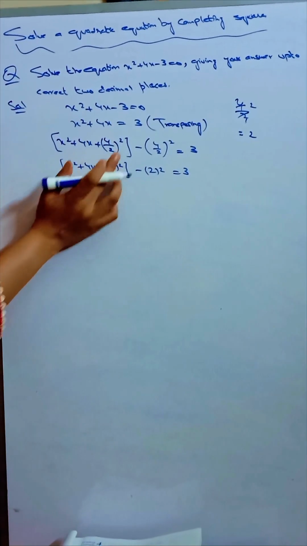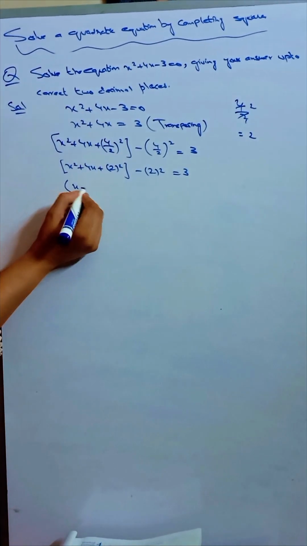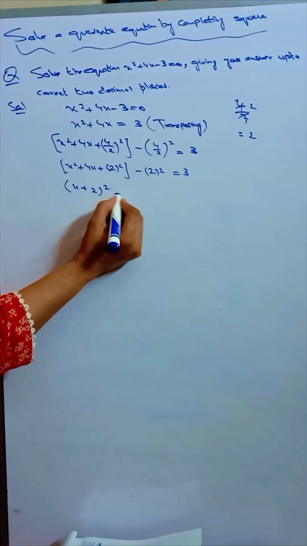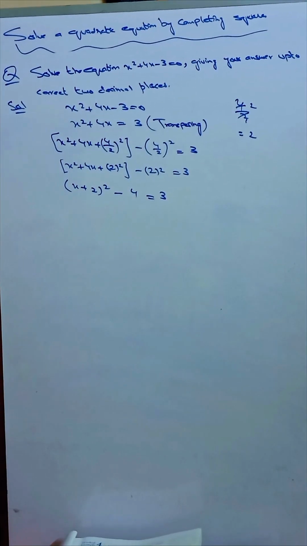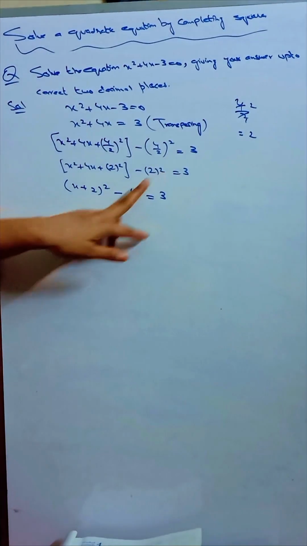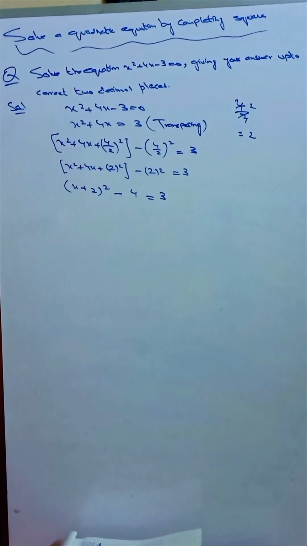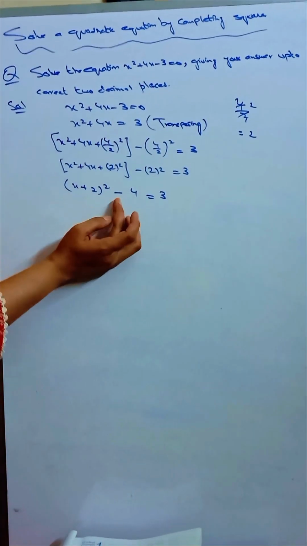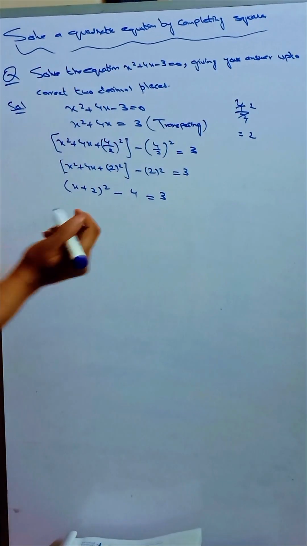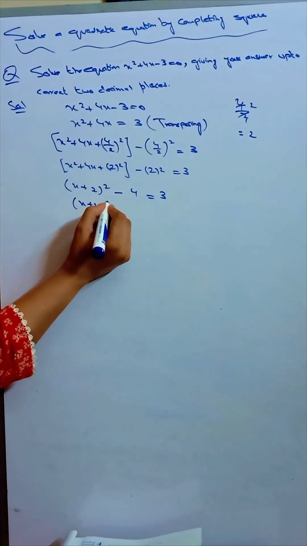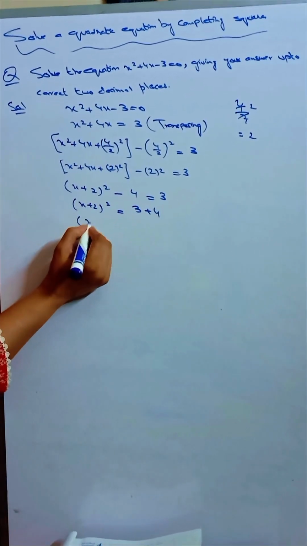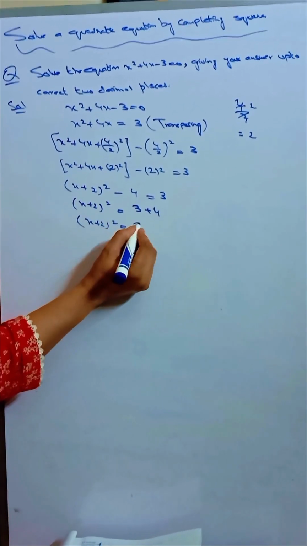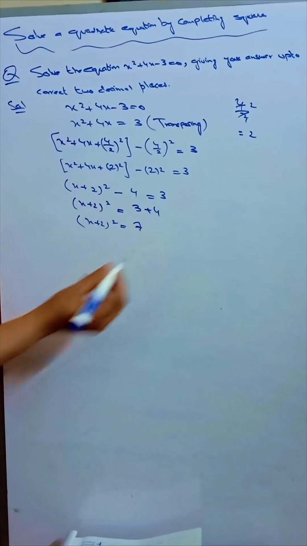Just cut it off, we get 2 here. So x plus 2 whole square minus 4 equals to 3. Any problem here? I hope not. Just open it, 2 to the 4, 3 will remain the same. Now this will remain the same, this will move towards the right hand side. What will become? x plus 2 whole square equals to 3 plus 4, this sign will be changed. x plus 2 whole square equals to 7. Any problem here? I hope not.